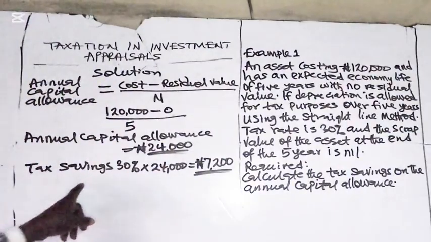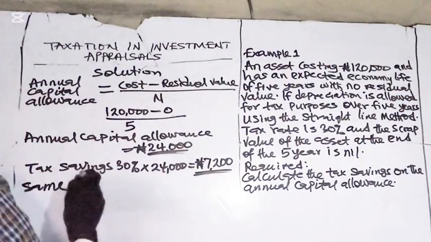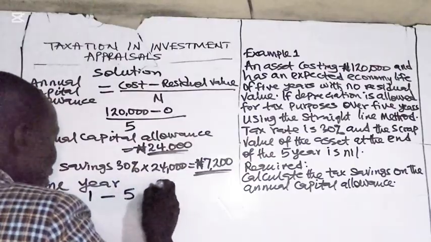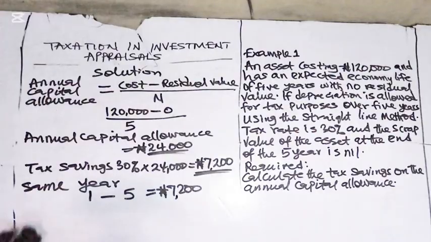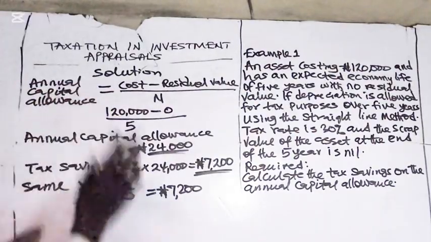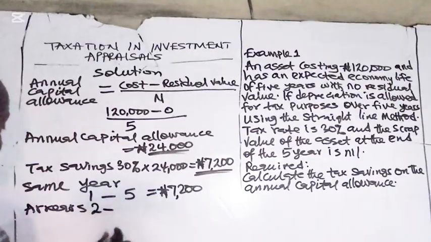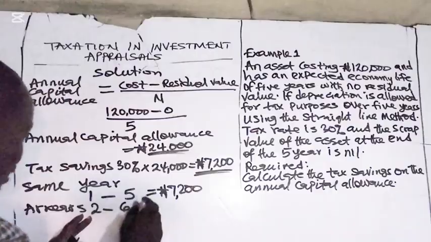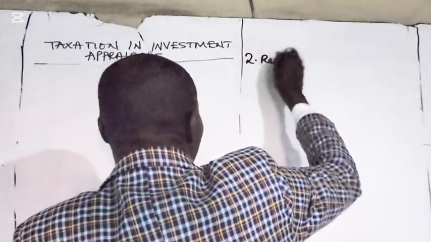So if tax is payable in the same year as profits arose, that means this tax savings will be used in year 1 to 5. The 7,200 will be used in year 1 to 5. But if tax is payable a year in arrears, that is, there is a 1 year delay in payment of tax, that means the tax savings will be used for year 2 to 6. If it is a year in arrears, you have the 7,200 naira for year 2 to 6.